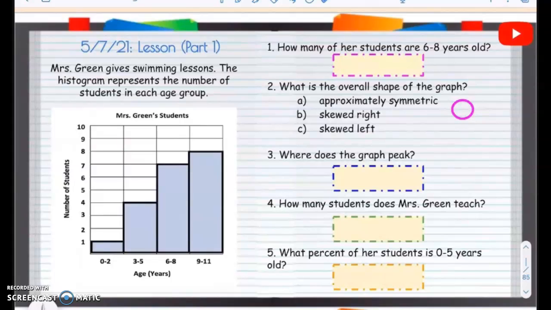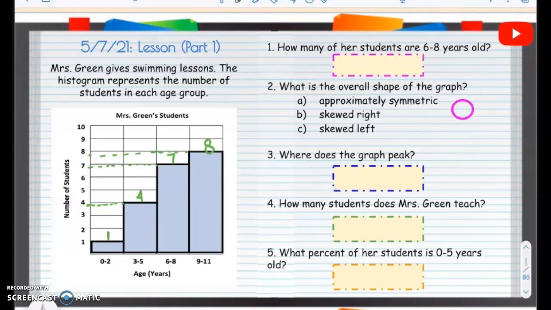So Mrs. Green gives swimming lessons. This histogram is going to represent the number of students in each age group. So from 0 to 2 years old, right here, there's only one student. So I'm going to put 1 here. Between ages 3 and 5, there's 4 students. Ages 6 to 8, if we take a look over, there's 7 students. And then from ages 9 to 11, there's 8 students. So if you go down, you get 8.